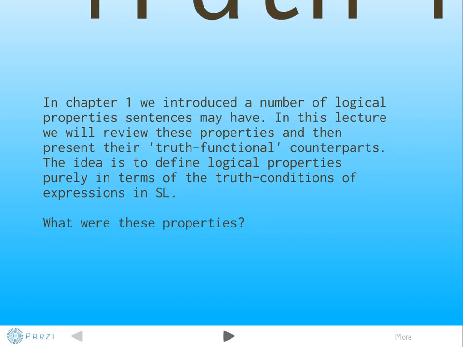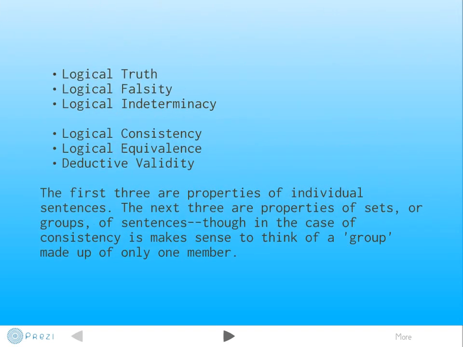Now, what were those properties? We had logical truth, logical falsity, logical indeterminacy, logical consistency, logical equivalence, and finally deductive validity. Now, the first three are properties of individual sentences. And the next three are properties of sets or groups of sentences. Though, in the case of consistency, it makes sense to think of a group made up of only one member. So by group, I mean one or more. Whereas in the case of logical truth, falsity, and indeterminacy, only a sentence is logically true or logically false or logically indeterminate.